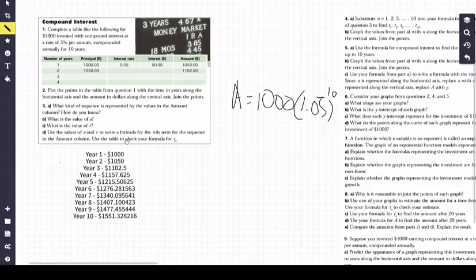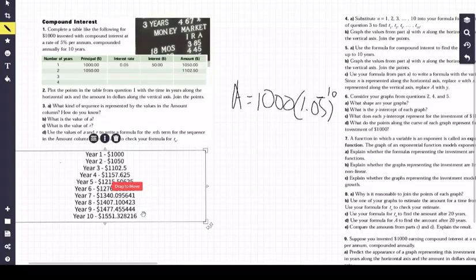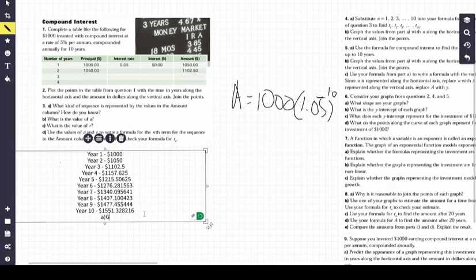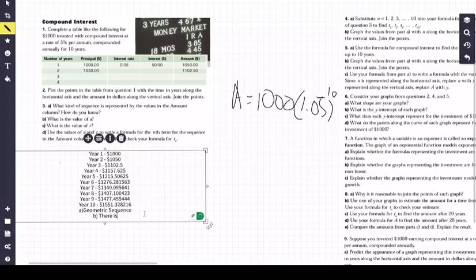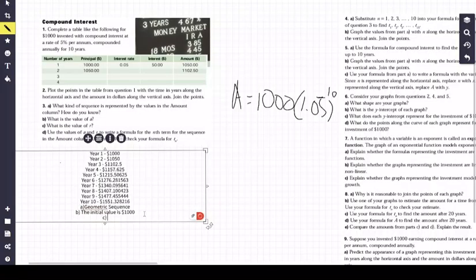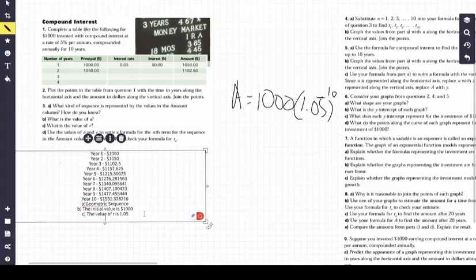So what kind of sequence do we see? We are seeing a geometric sequence. So in a geometric sequence, what is the value of A? The initial value is 1000. What is the value of R? It is 1.05. Or you could say the common ratio is this. Use the values for, okay, so we already did.